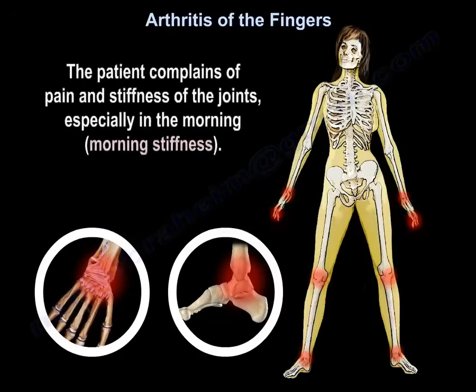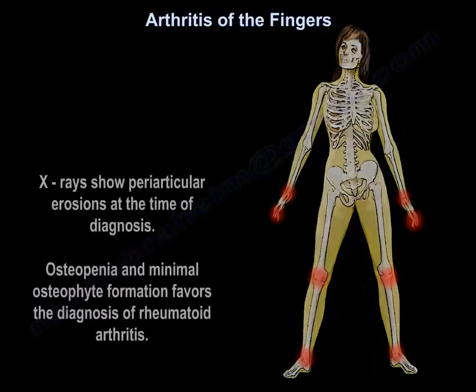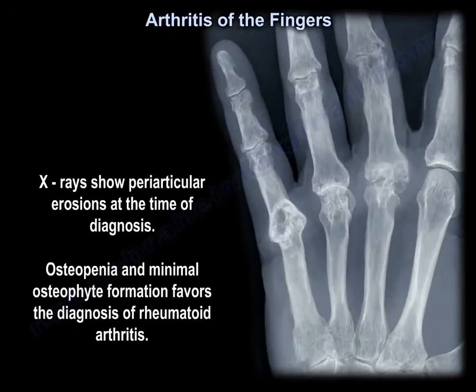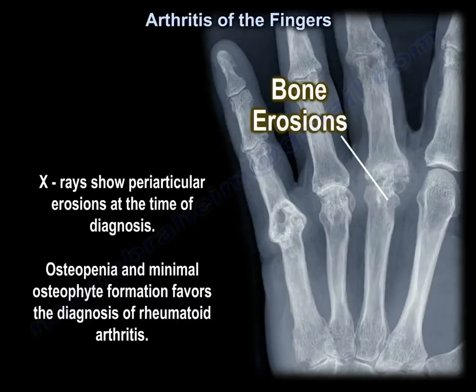The patient complains of pain and stiffness of joints, especially morning stiffness. The X-ray will show periarticular erosions at the time of diagnosis. Osteopenia and minimal osteophyte formation favor the diagnosis of rheumatoid arthritis.